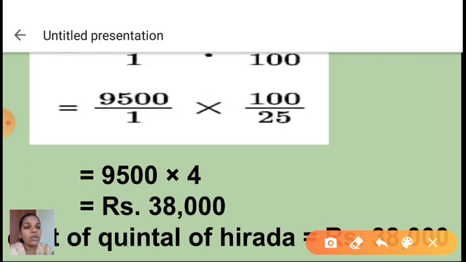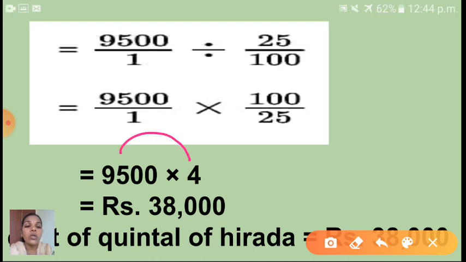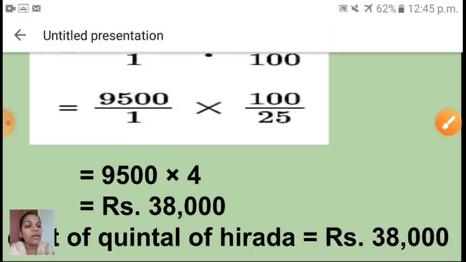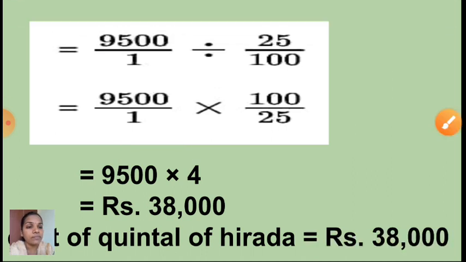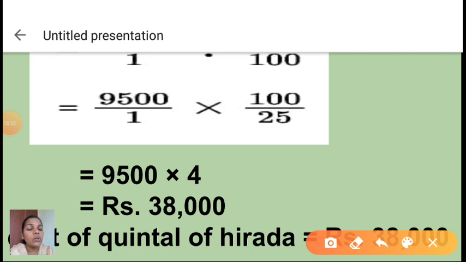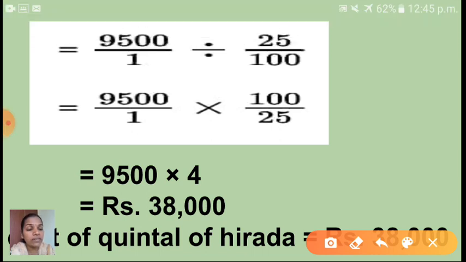Okay, now you have to multiply these two numbers, you will get 38,000. What you will get, children? 38,000 rupees. So your answer is what? Cost of quintal of Hirada, that is rupees 38,000. Understood, children? Yes. So children, see here, this is your final answer. Okay, so cost of quintal of Hirada, that is 38,000 rupees.